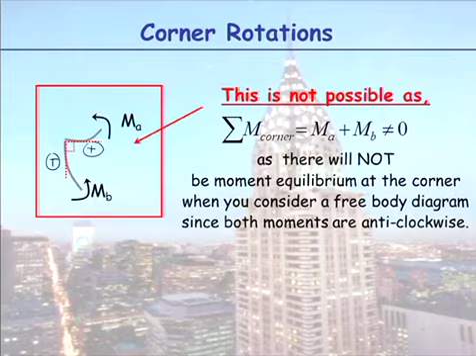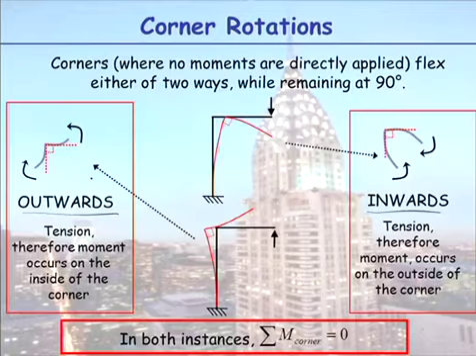So no corners will have one side inner and one side outer. It's always true, apart from where you have moments applied on the corner, which I won't do to you. A corner has either tension on the outside of the two members or tension on the inside of the two members. And this will help you draw your bending moment diagrams.